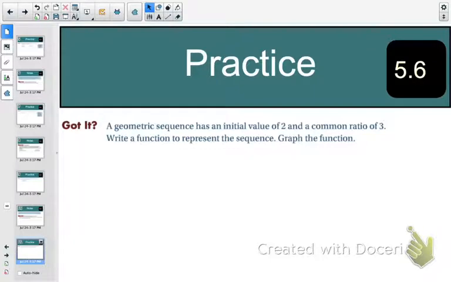Okay, this one is very similar. Your initial value is 2, and your common ratio is 3. So go ahead and try this one, write the function, and then graph it. Okay, you can pause this in 3, 2, 1, pause.